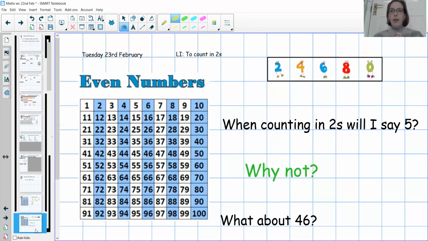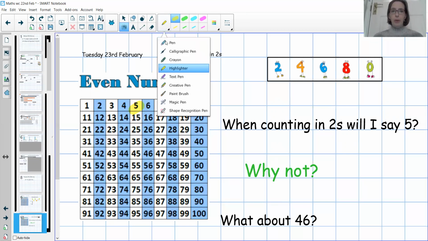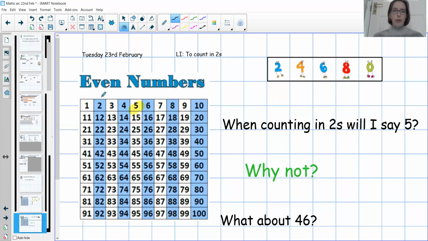Thinking about that then, the fact that when we're counting in twos, our ones digit always has a 2, a 4, a 6, an 8, or a 0. When we're counting in twos, will we say the number 5? No, we won't, will we? Because look, when we were counting that first row, we went 2, 4, 6, and we skipped 5. It's not one of the ones that counting in twos our number will always end in. So we won't say 5.